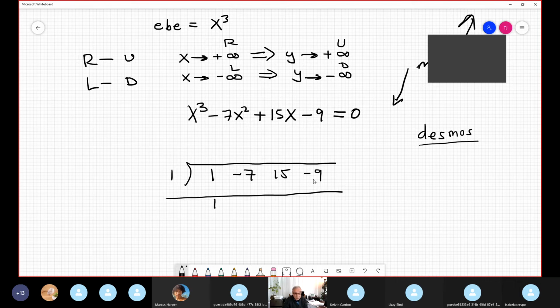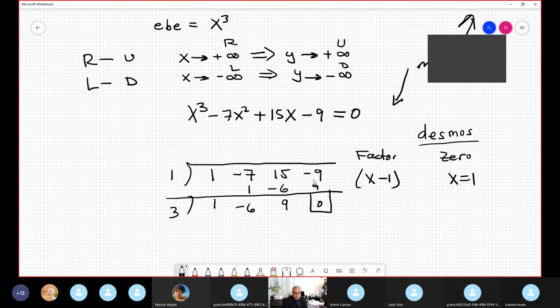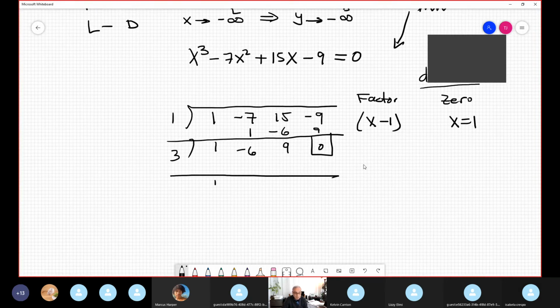Bring down 1. 1 times 1 is 1. This is -6. Multiplication is -6. Is positive 9. Remains 0. I prove mathematically that x minus 1 is a factor, and the zero is x equals 1. Now I try 3. Bring down 1. Multiplication is 3. This is -3, and -3 and 3 is -9. Wow, it's 0 again. Beautiful. x minus 3 is another zero.